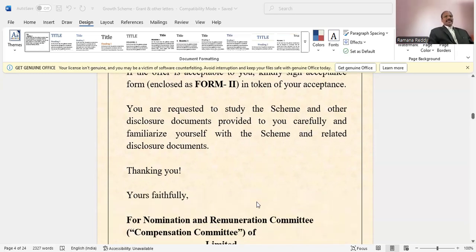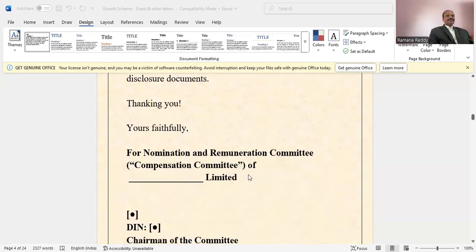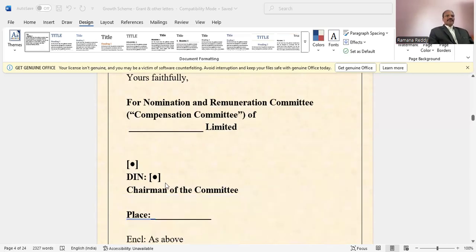So with this covering letter, we are giving all the annexures like the grant letter and acceptance form and nomination form and exercise form and all the terms and conditions. We are also attaching the scheme, and it will be signed by the chairman of the nomination and remuneration committee, compensation committee. So company name here we have to write, and DIN number and chairman of the committee. Place and date will be written.